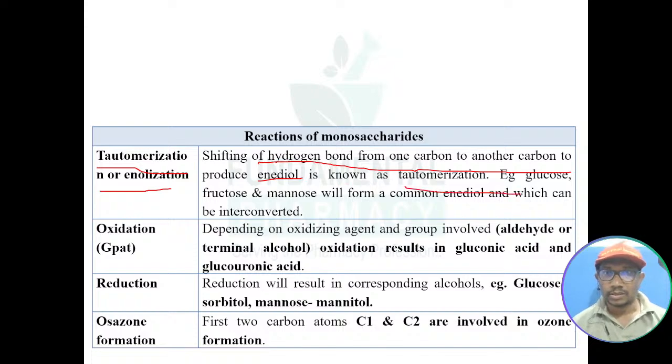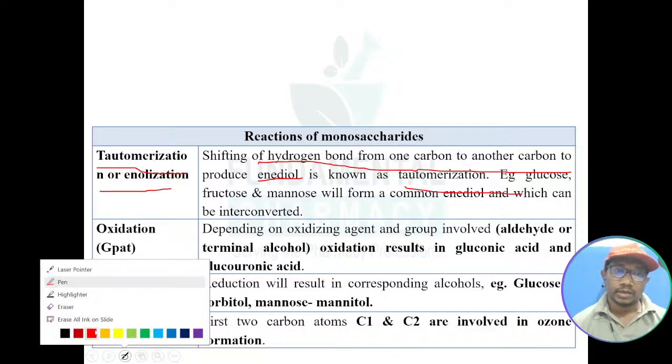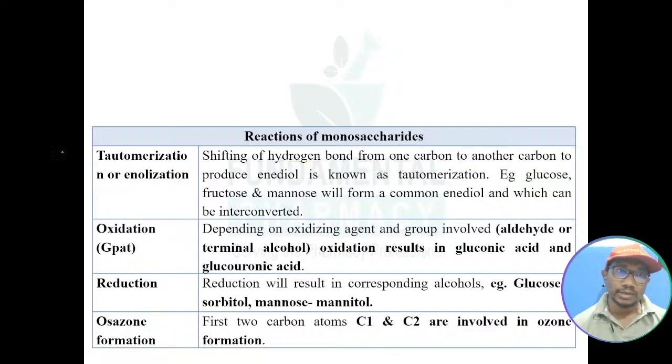Tautomerization is also what we call enolization. What do we mean by tautomerization or enolization? Shifting of a hydrogen from one carbon to another to produce an enediol, known as tautomerization or enolization. So glucose, fructose, and mannose will form a common enediol from which each can be interconverted.